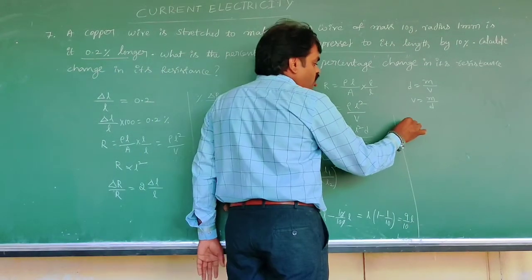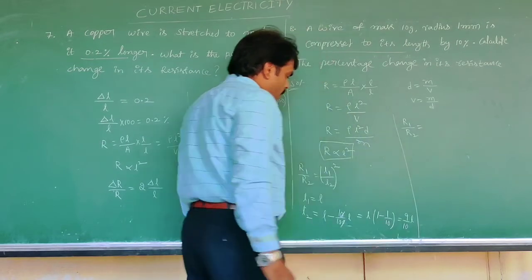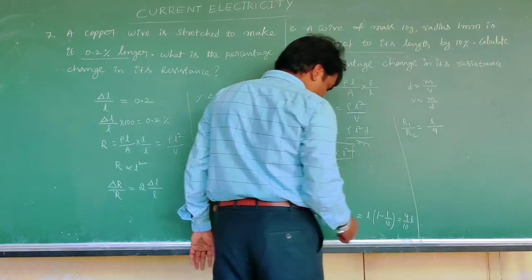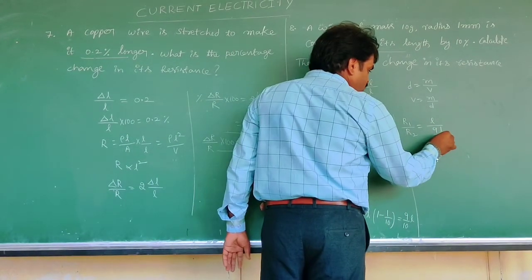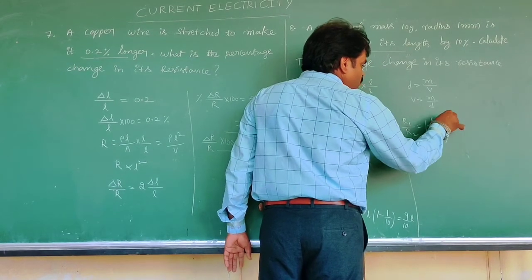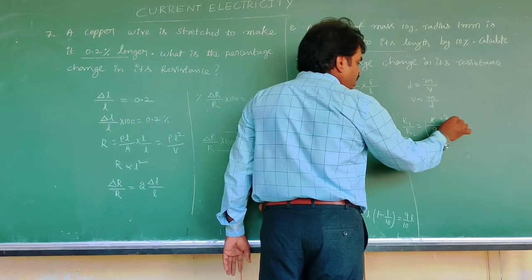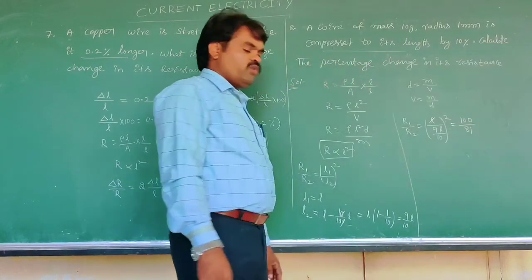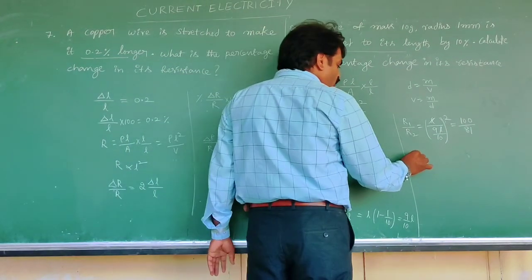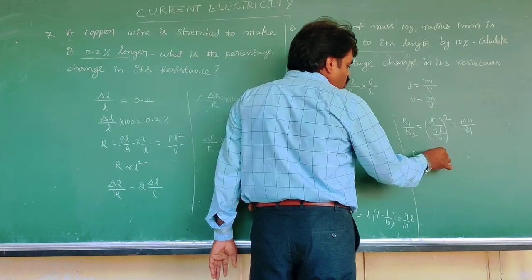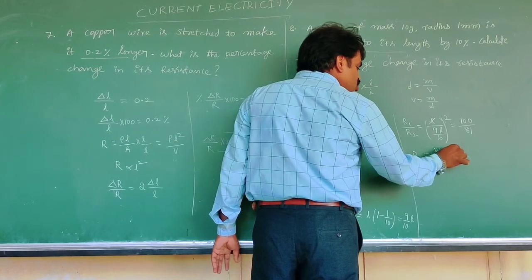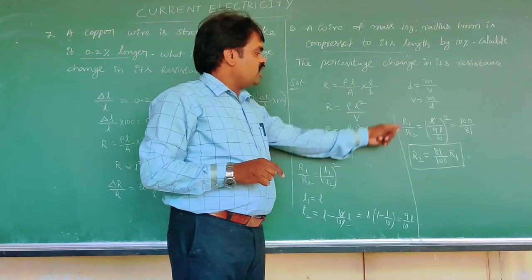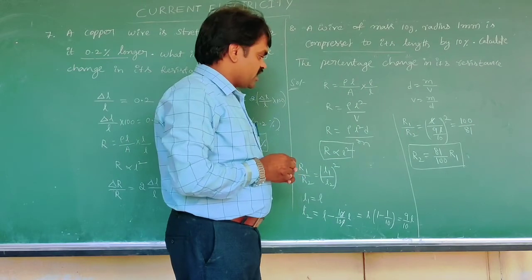R1 by R2 is equal to L1, which is L, over 9 by 10 L, whole square. Then L square cancels. Then it is 100 by 81. Now we want R2. R2 is equal to 81 by 100 into R1. R1 is the initial resistance of the conductor.